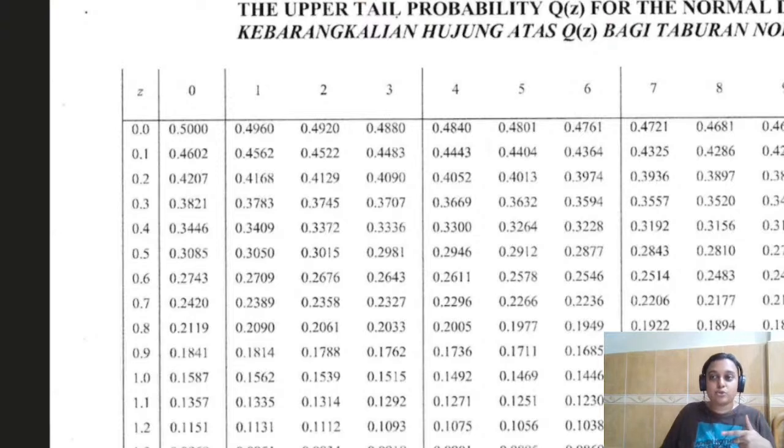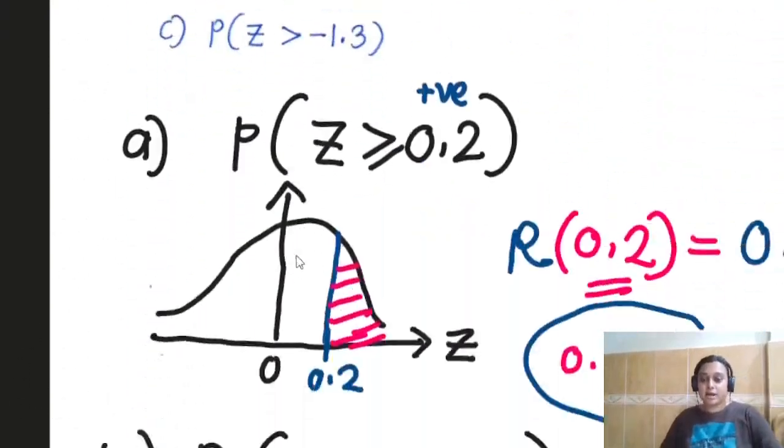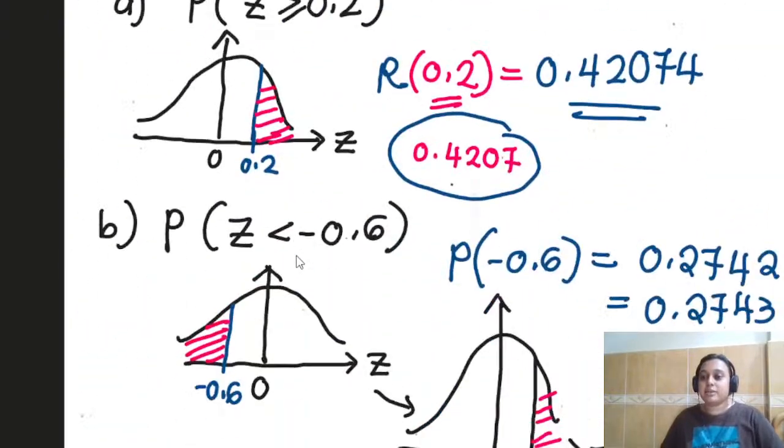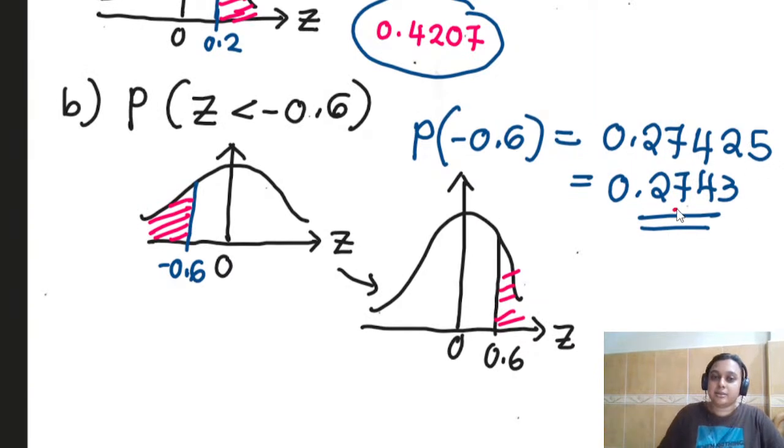You won't get. So, you memang have to use the positive side. Kena guna the positive side. So, let's see, 0.6, right? Okay, so you just look at 0.6 here. What is the value here? 0.2743. So if you use the jadual, you can always double check with calculator also whether correct or not your answer. Still the same answer, 0.2743.